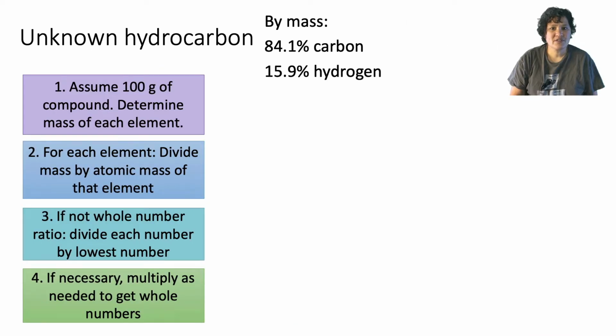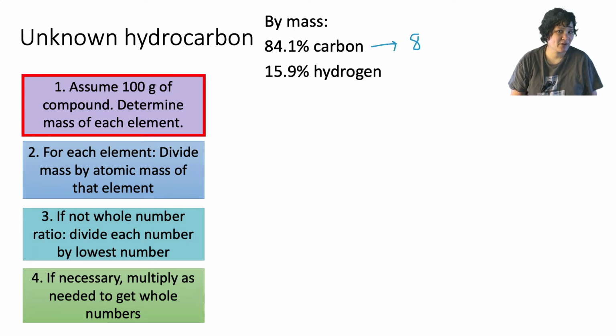First of all, we're going to figure out the empirical formula of some unknown hydrocarbon, a molecule that only contains carbon and hydrogen. If we assume that we have 100 grams of this compound, then 84.1% of our 100 grams, or 84.1 grams, will be carbon, and 15.9%, or 15.9 grams, will be hydrogen. This is why we like to use 100 grams. It makes the math in this step very easy.